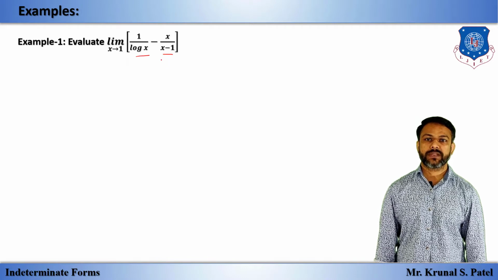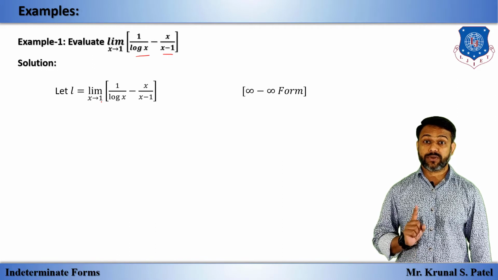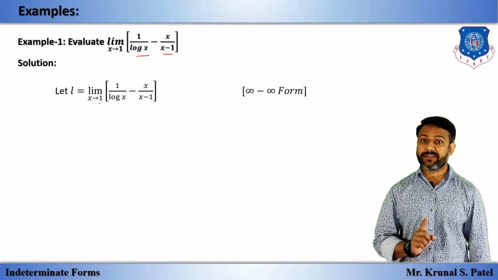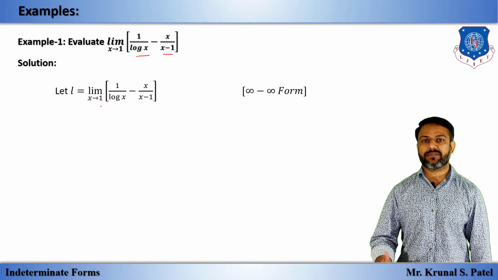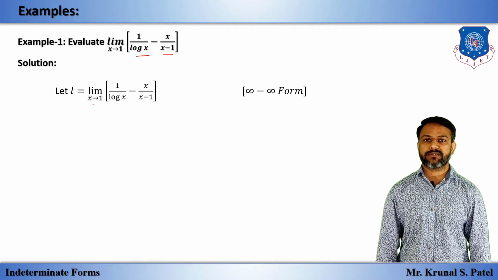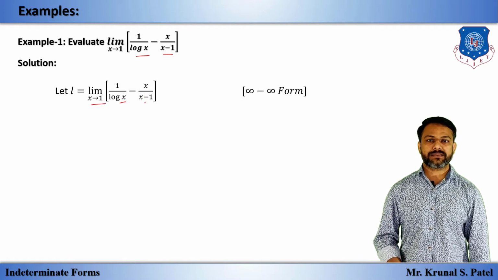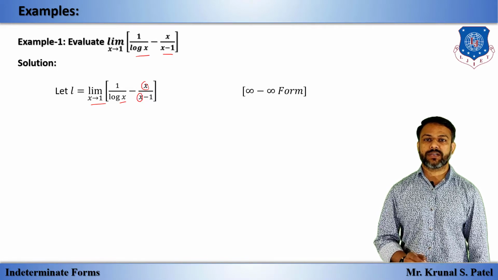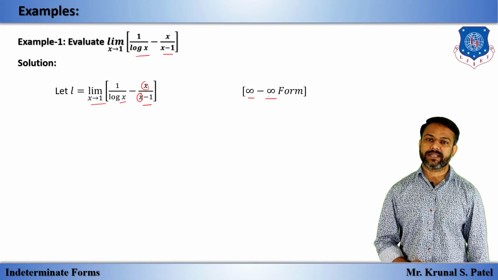Let's have a solution. First of all, we have to always put the limit and check which form it is. Then we will apply a different logic according to that form. So if we put x is equal to 1, we have log 1 is 0 and 1 by 0 is infinity, minus, if we put x equal to 1 over here, 1 upon 1 minus 1, 1 upon 0, that means 1 upon 0 is infinity. So this limit is of the form infinity minus infinity.